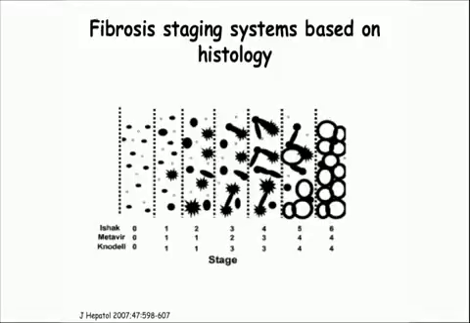There are a number of different staging systems. So there's Ishak, there's Metavir, there's Nodel, but all of these basically describe what's happening within the context of a liver biopsy in terms of collagen deposition, initially within the portal tracts, and then portal bridging, and in the end cirrhosis. So having done all of these staging systems, what we need you to appreciate is that liver staging is a descriptive term and not a quantitative term.